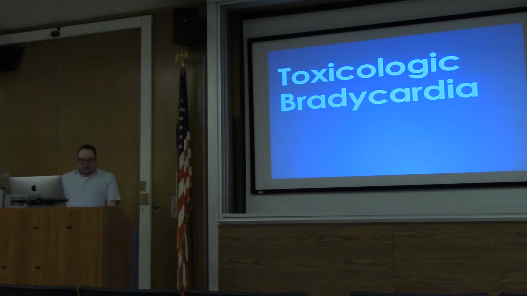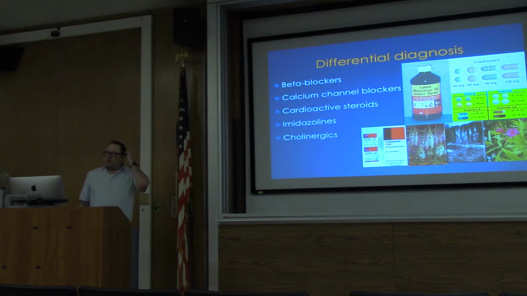Okay, now I'm going to talk about toxicologic bradycardia. There are five categories of drugs in the differential diagnosis of bradycardia from a toxin: beta blockers, calcium channel blockers, cardioactive steroids, things like digoxin, imidazolines like clonidine, and cholinergics.